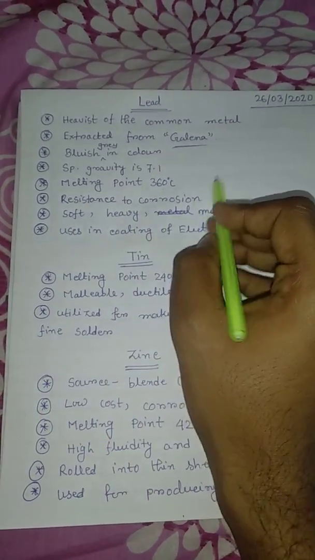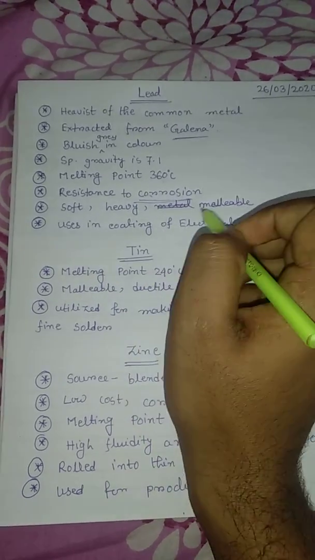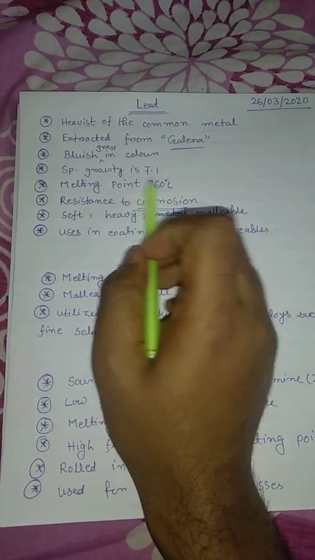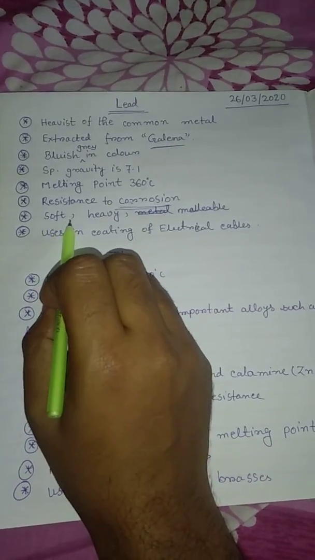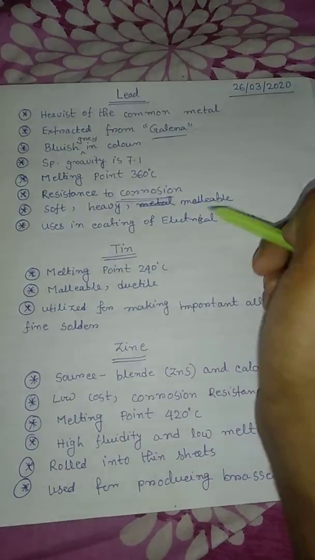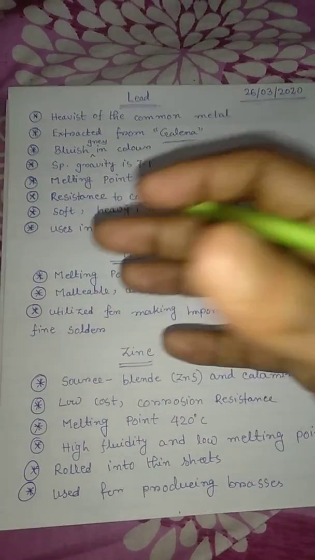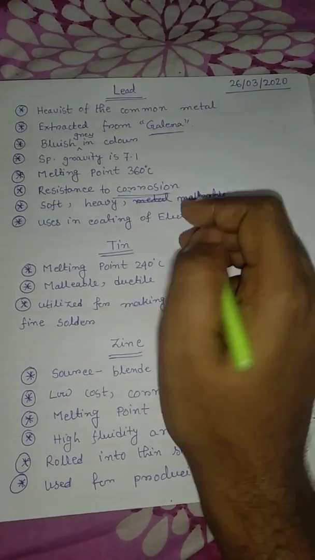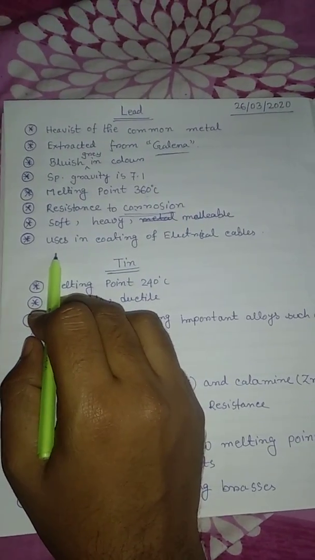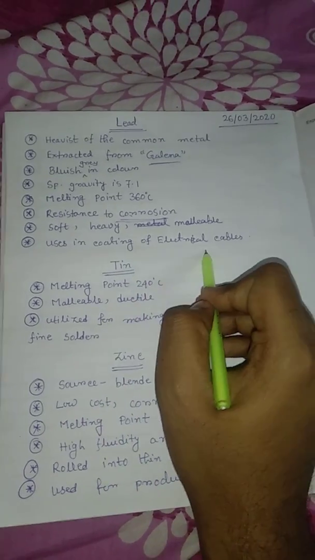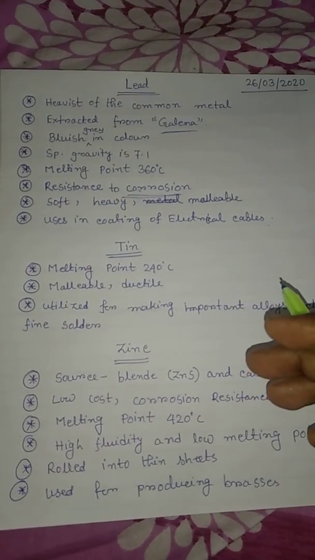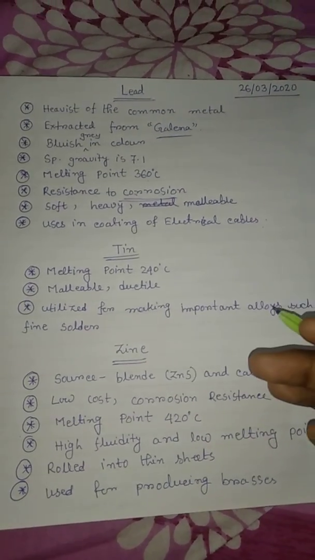And resistance to corrosion is a very important property. There is a corrosion chapter, so we'll discuss it later. But lead has resistance to corrosion. Next, it is soft in nature. As it is soft, it is ductile as well as malleable. Malleable means it can be easily rolled into different shapes or thin sheets. So it is malleable and heavy. What are the applications? It is used in coating of electrical cables and other devices as well.